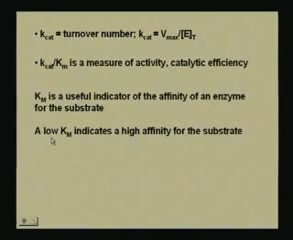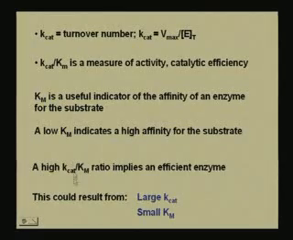Now suppose we have a low Km value, we have a high affinity for the substrate. So for an efficient enzyme, we would want a high Kcat by Km ratio. And what could this be a combination of? This could come from either a small Km value, making this ratio large, or we could have a large Kcat value, again making this ratio large. And what is this ratio a measure of? It is a measure of how efficient your enzyme is.